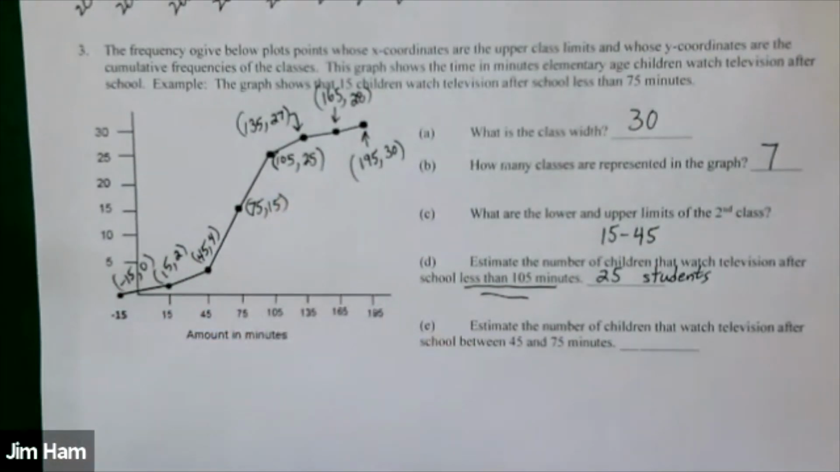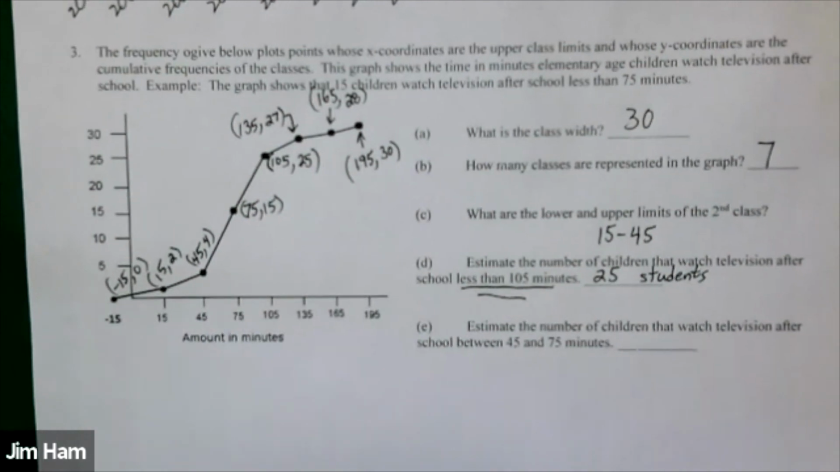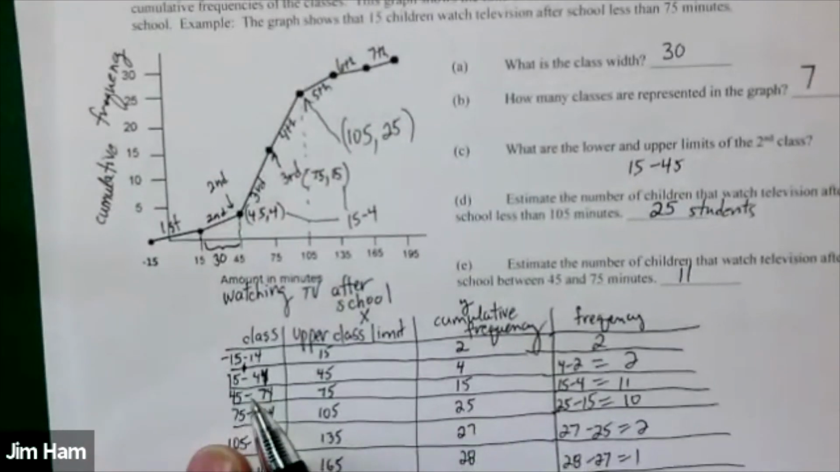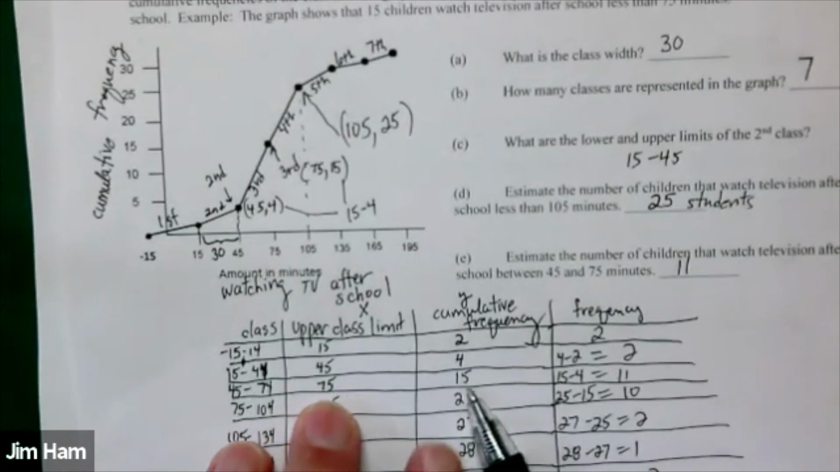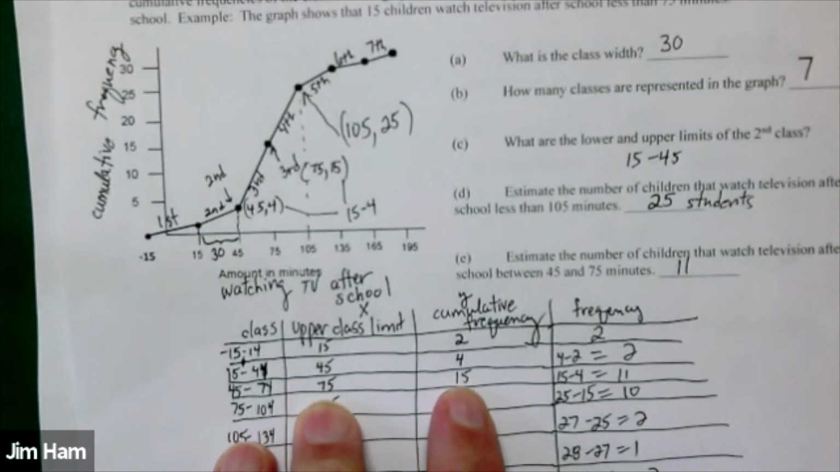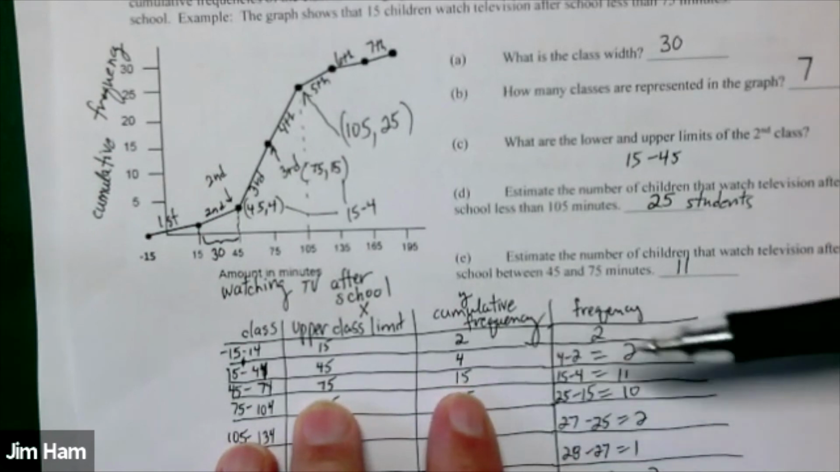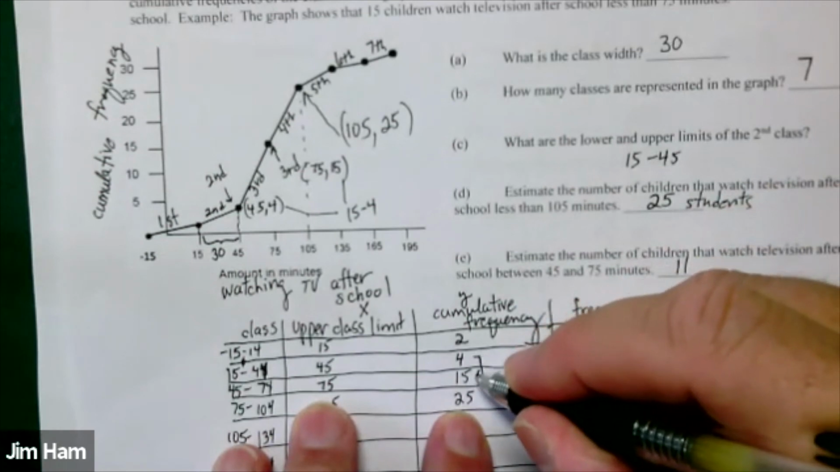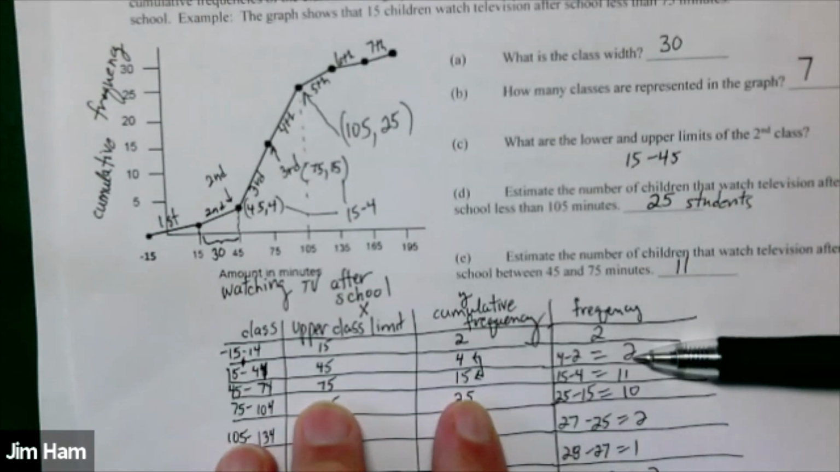And the trickiest one is the last one, because it doesn't ask you about cumulative frequencies. 11 is correct, because it says the number of children that watch between 45 and 75. Now here's the cumulative frequency, so we know that there are 15 at that class or below, but if you wanted just the frequency, then what you would do is you would take these two categories and subtract them. And then here would be the corresponding frequencies.